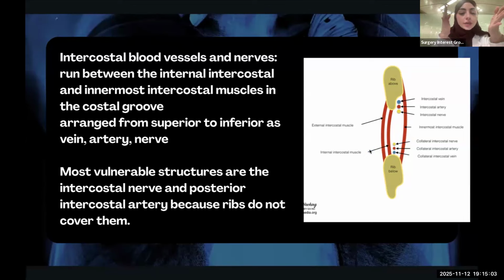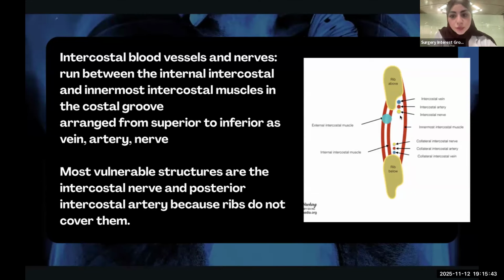Now, the thing about the internal and the innermost is that they're very similar within the fiber orientation. But another thing that I want you to take care of is that they sandwich structures. Specifically, they sandwich 3 important structures: my vein, my artery, and my nerve. My intercostal artery, my intercostal vein, and my intercostal nerve. The order that they're within is important. VAN is an easy way to remember how they run. It's going to be within the costal groove of my rib. As you know from previous thorax anatomy, we have our costal groove, which is going to be at the inner side of my rib, and it's going to house my 3 structures, which are my vein, my artery, and my nerve.